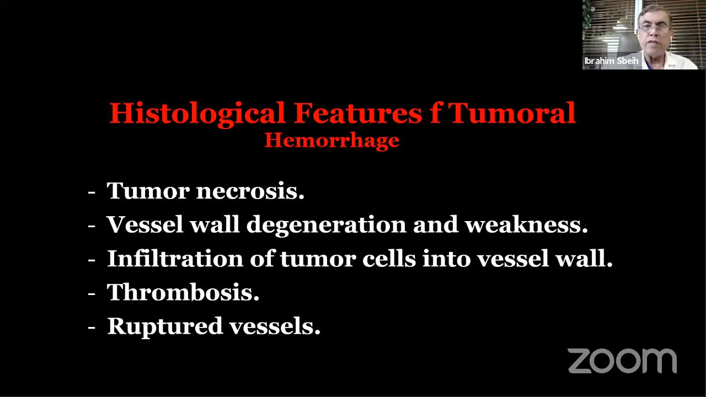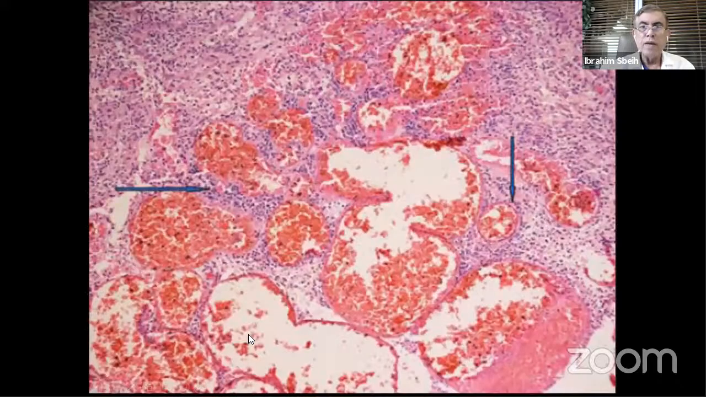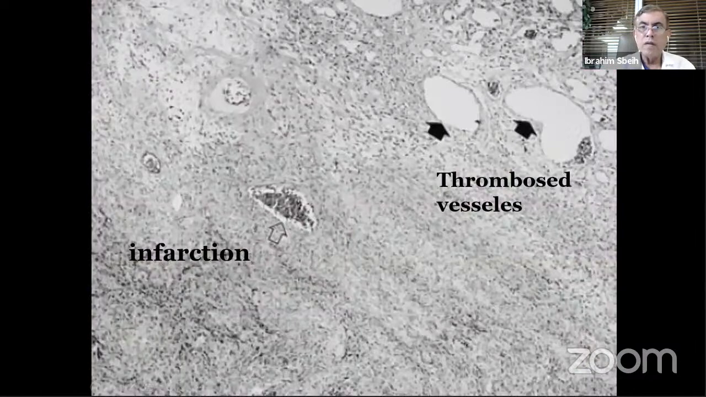And when you look at these tumors, why do they bleed? There are certain features: tumor necrosis inside, vessel wall degeneration and weakness. The tumor has infiltrated into the blood vessel wall. Thrombosis of blood vessels, and ruptured vessels. Example of hemorrhage into a tumor. Infarction into a tumor, thrombosed vessels.